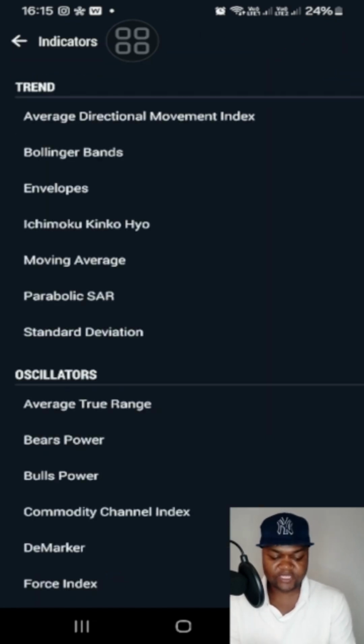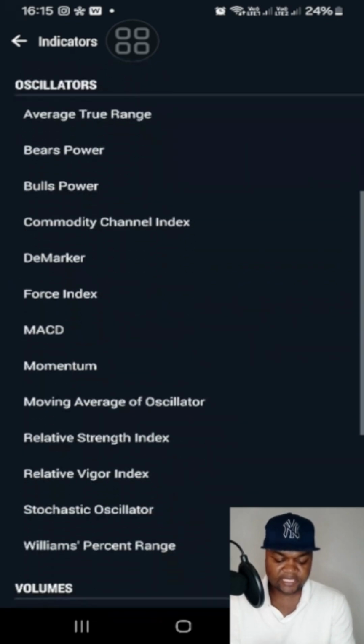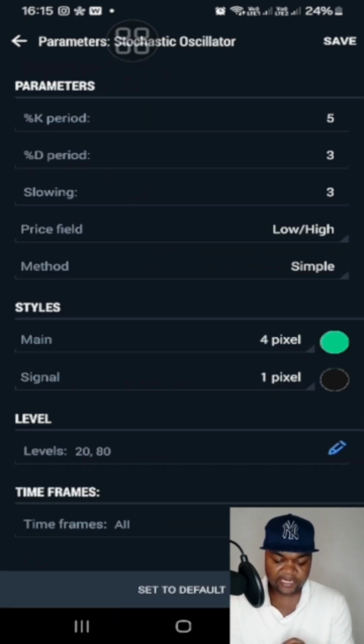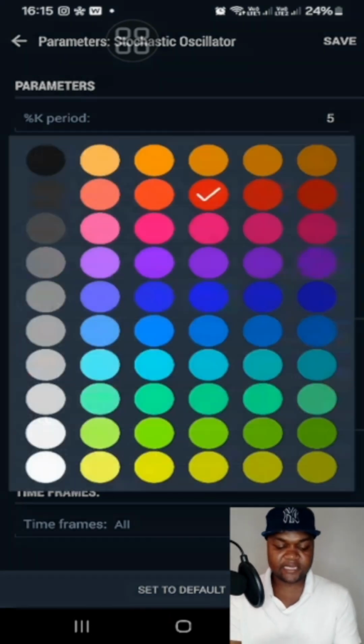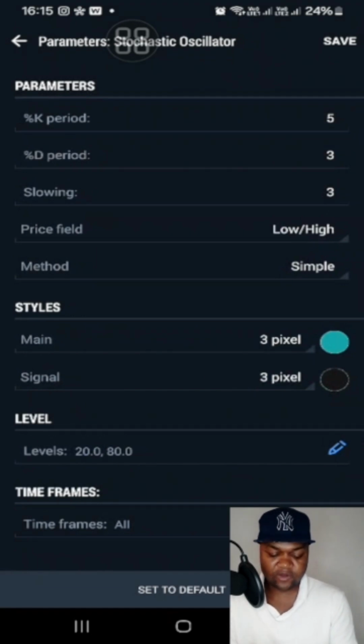Then the last one is going to be the stochastic. When I click on the stochastic, the default settings are like this. We are interested in the main line. My background is black, so I'll make the signal line on the styles for the stochastic black. Then this one, I'm just going to make it a line, and I will increase it and give it 4 pixel. And this one, we don't want to see it. It's going to have 1 pixel, and it will have a dark color.